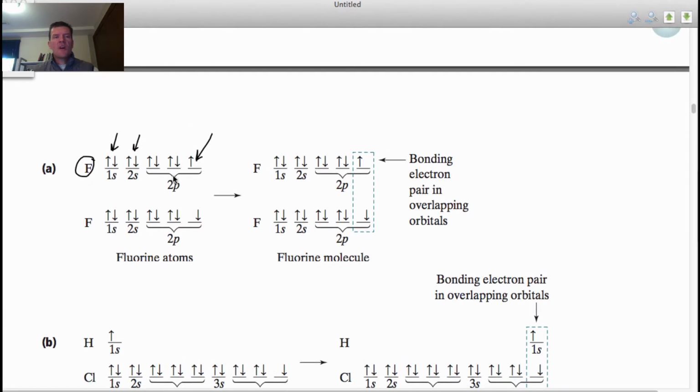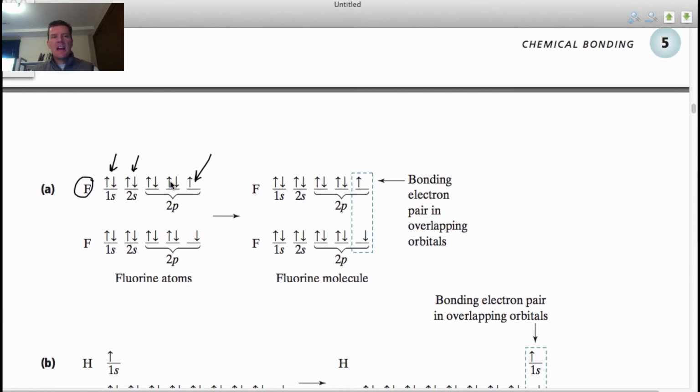Well, if I was to draw the dot diagram for fluorine, I would draw it like this. I'm not going to show the first energy level. I only want the outermost energy level. And it has 1, 2, and then 5 more in the p orbitals: 3, 4, 5, 6, 7. A total of 7 in the second energy level. This is the dot diagram for fluorine.